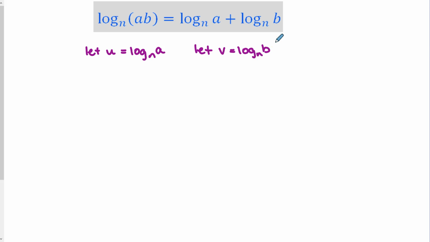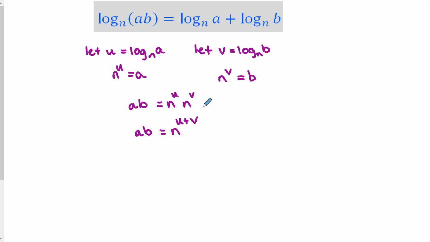Now if we change these from logarithmic form to exponential form, we would have n to the u power equals a, and we would have n to the v power equals b. Oops, that's supposed to say b. Now, if you want to find the product a times b, you could substitute n to the u power for a and n to the v power for b. So a times b equals n to the u times n to the v. And if you use exponent properties to combine those, you get a times b equals n to the power u plus v.